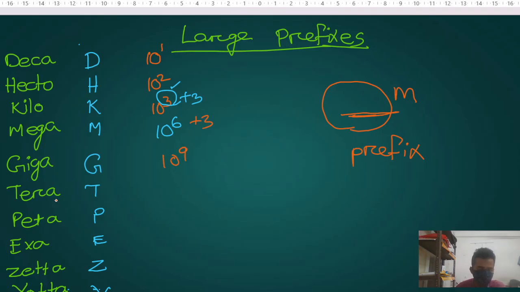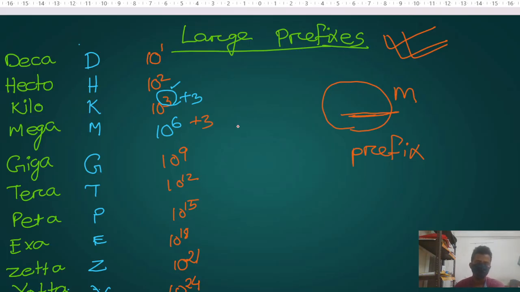Like this only. For tera, I can write 10 to the power 12. For peta, 10 to the power 15. For exa, 10 to the power 18. For zeta, 10 to the power 21. And for iota, I can write 10 to the power 24. Here we have large prefixes, which are greater than or equal to 10.